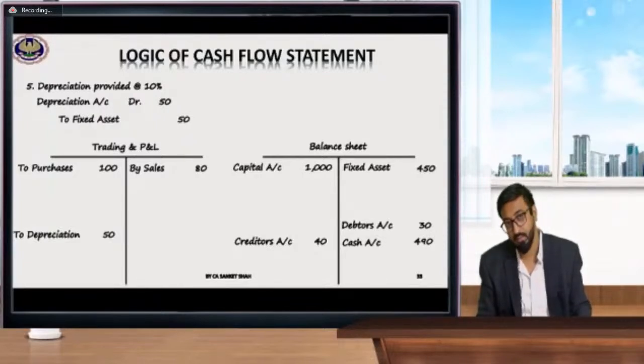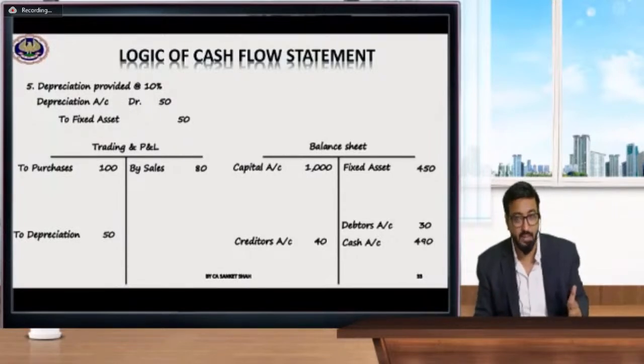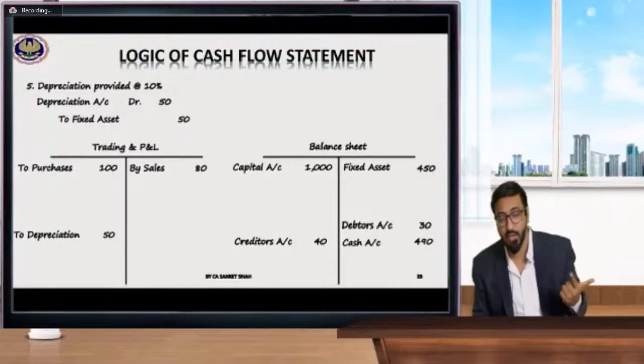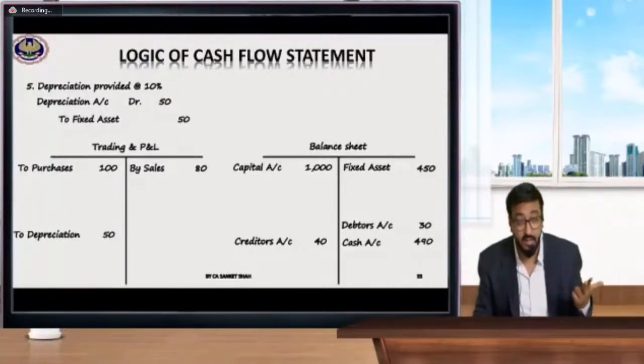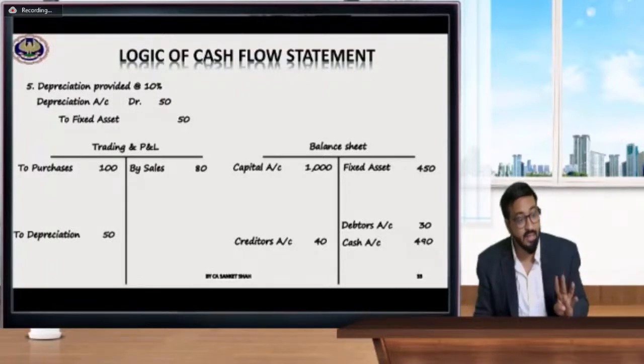Okay. So friends, first entry, cash to capital 1000. Second entry, fixed asset to cash 500. Third entry, purchases 100, to cash 60, to creditors 40. Fourth entry, cash account 50, debtors 30, to sales 80, and last entry, depreciation to fixed asset.